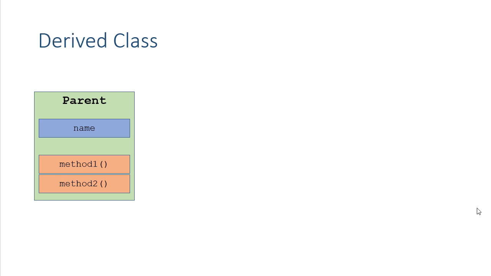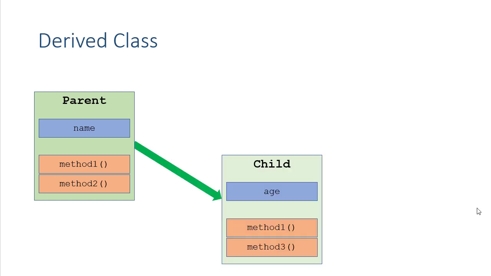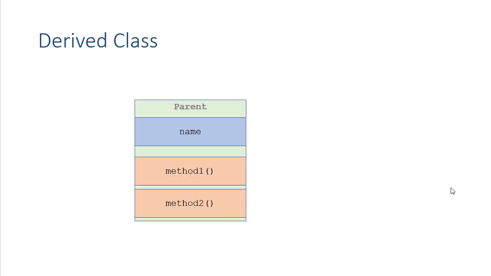So my derived class is going to be based off of parent, and I'm going to call it child. The child is going to have an age member, and it's going to define two methods, an overridden method 1 and then a new method, method 3. Notice that child doesn't define method 2.